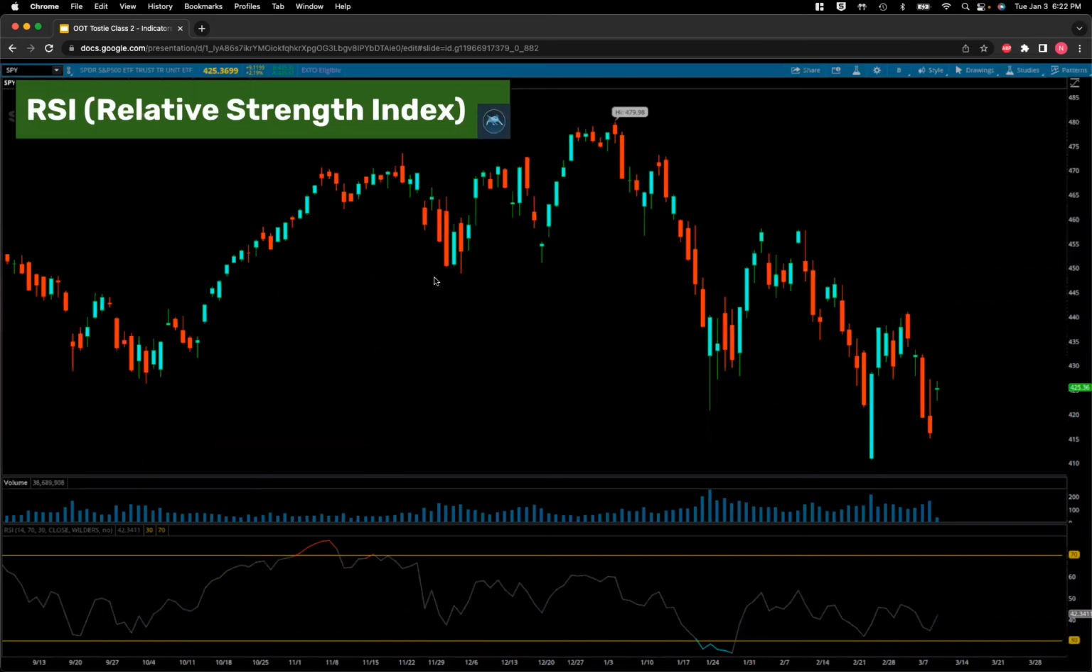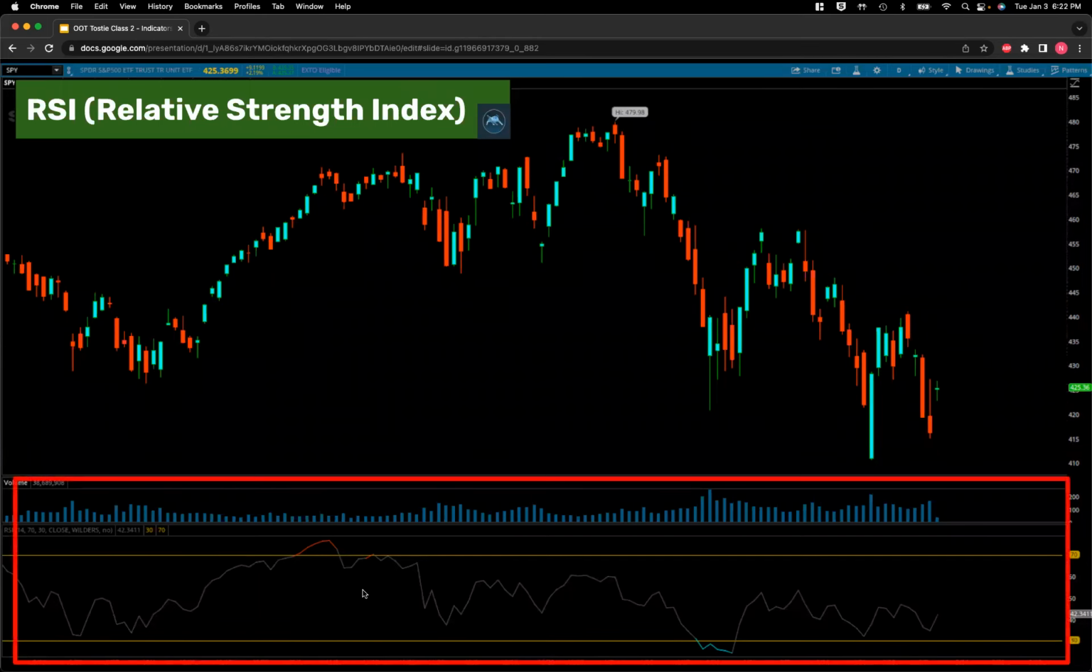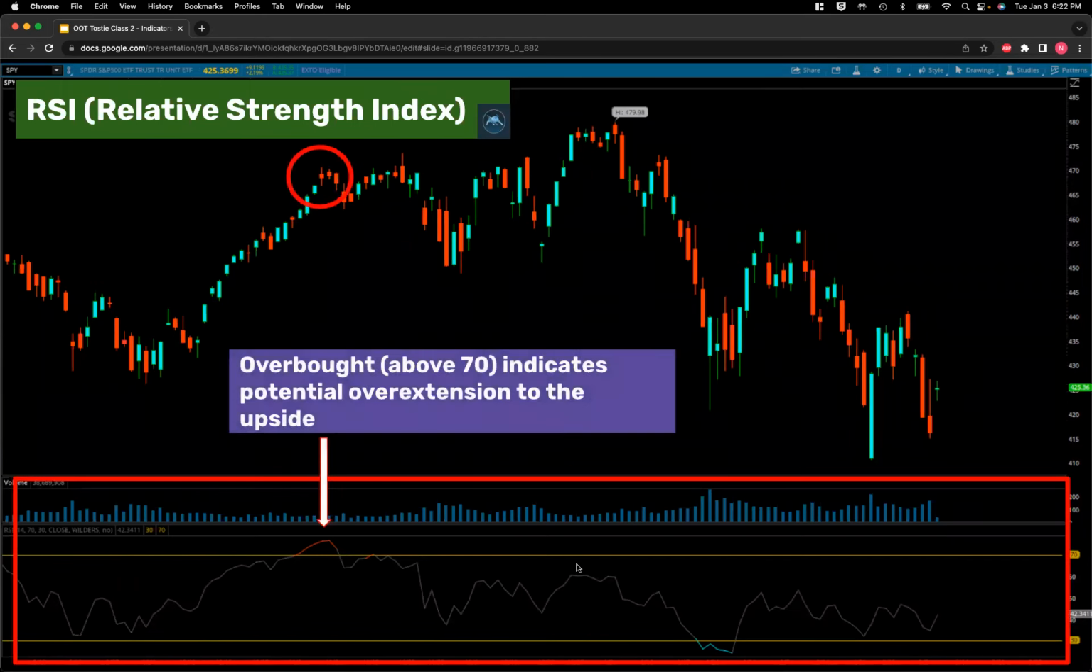So that's MACD. Next, I want to talk about RSI, and the RSI is a little bit simpler. RSI stands for Relative Strength Index, and essentially, it performs a relatively complex calculation and plots this relative strength index line down at the bottom of the chart. First, on a surface level, there are two main levels you want to watch out for on the RSI. There's the 70 level, which is denoted by this yellow line right here, and that essentially means a stock is overbought. And when a stock is overbought, it indicates potential overextension to the upside.